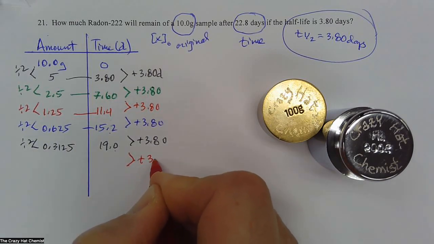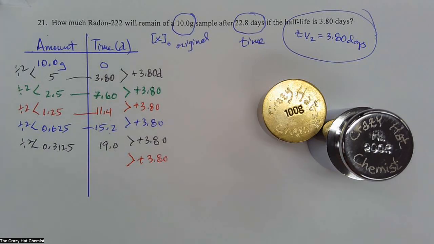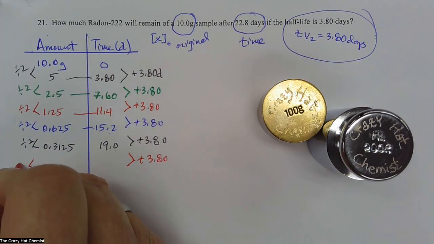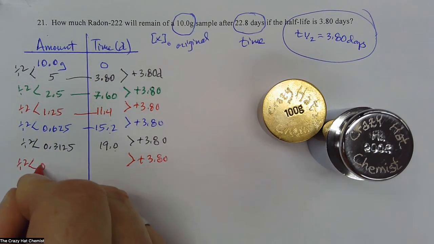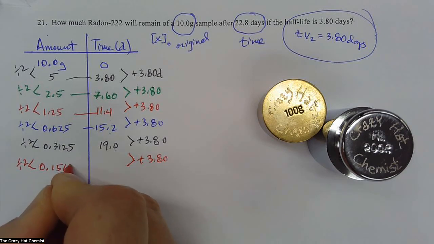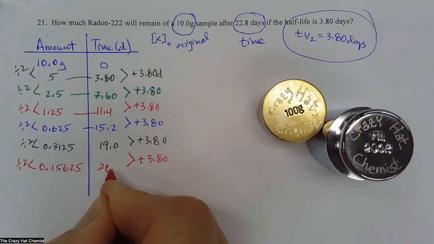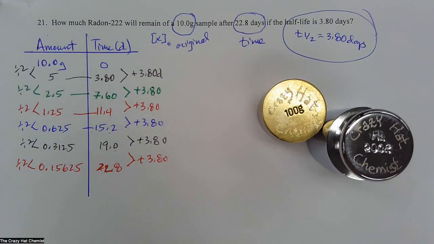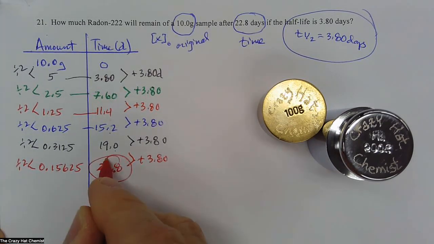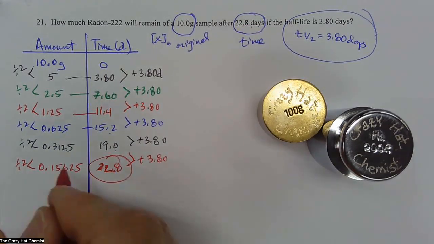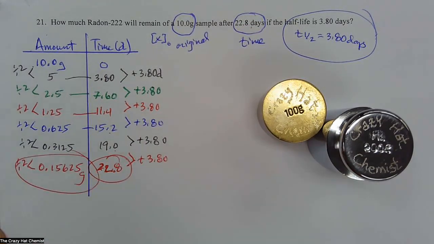I'm going to add 3.80, and then I am going to divide by 2, and I'm going to get 0.15625, and I'm going to get 22.8 days. Oh my gosh, bingo! 22.8 days equals 22.8 days. How much remains? It's right there.